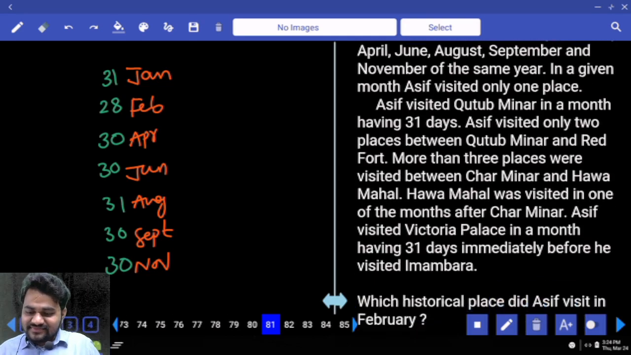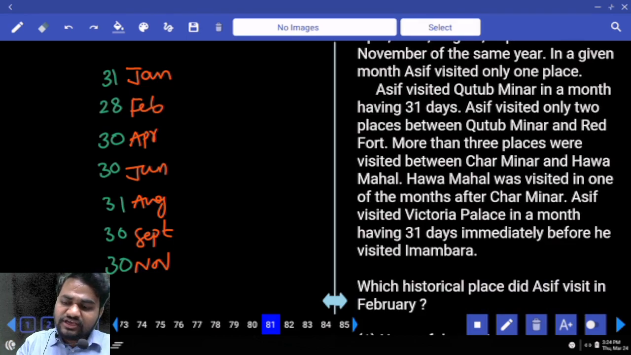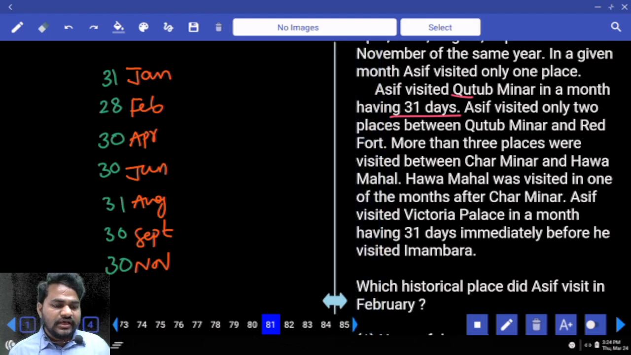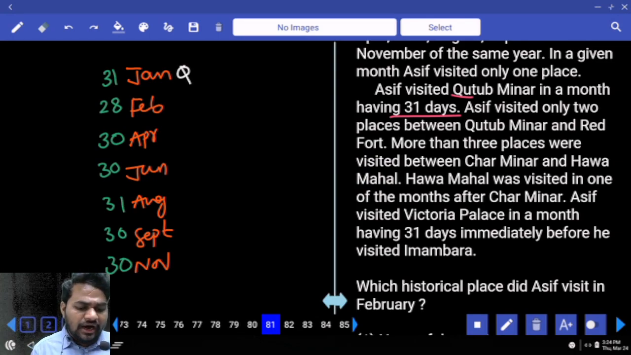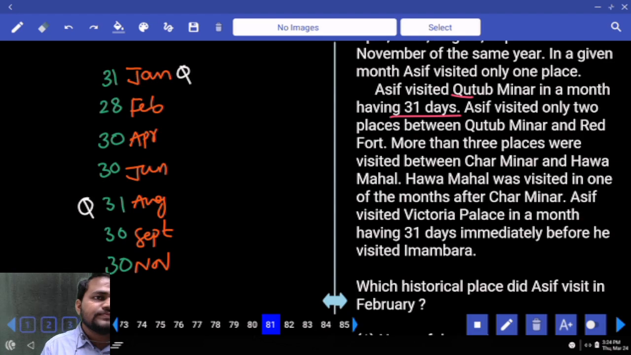Next, A visited Q in a month having 31 days. 31 days means we have two chances, right? Maybe in the month of January or in the month of August also.